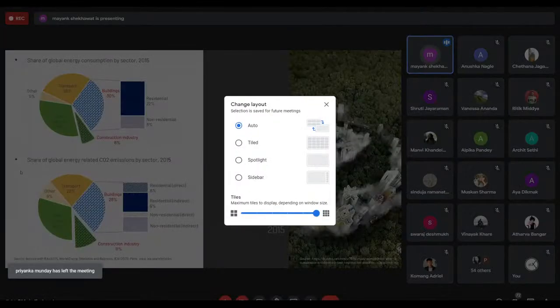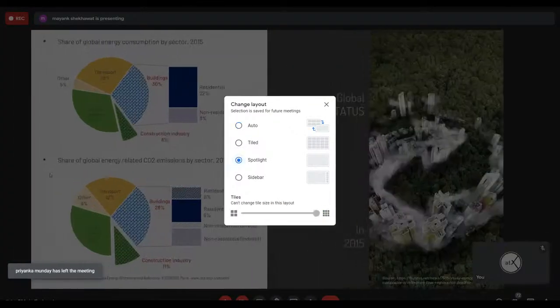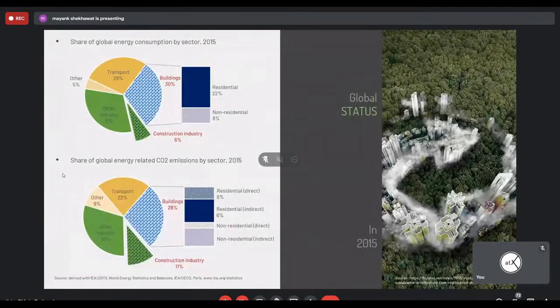And so if we can change these numbers, or if we can have an impact on these numbers, just with the buildings and construction industry, I feel that can make a bigger change overall.